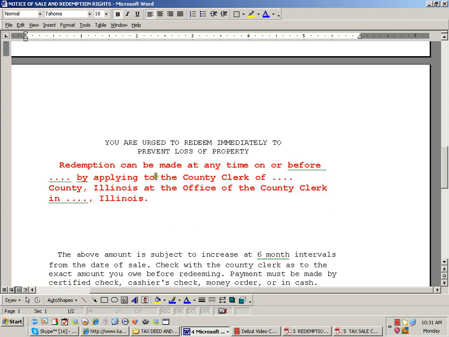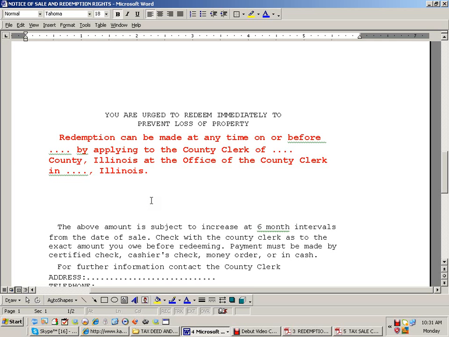Redemption can be made at any time on or before some date by applying at the county clerk of some county, at the office of the county clerk in some city, in Illinois, by applying. So that's kind of what Rose and I have been talking about. She's going to go down and apply to redeem the property.